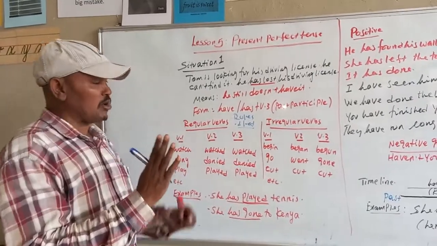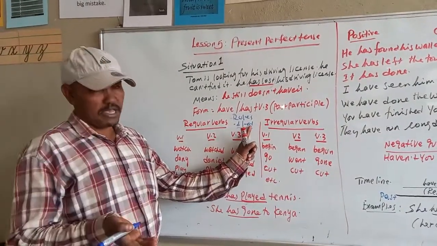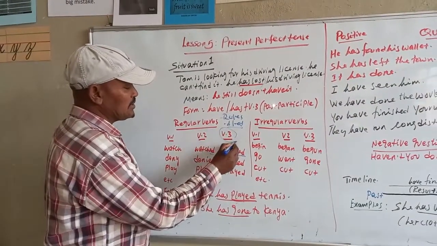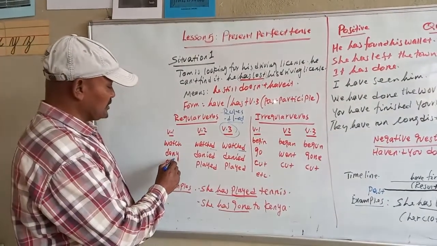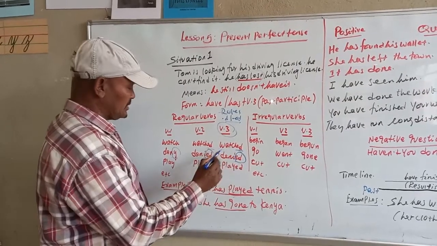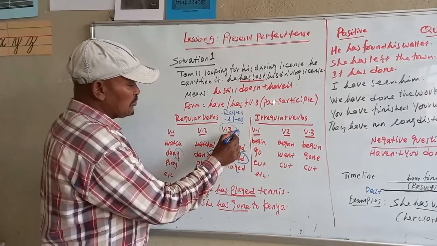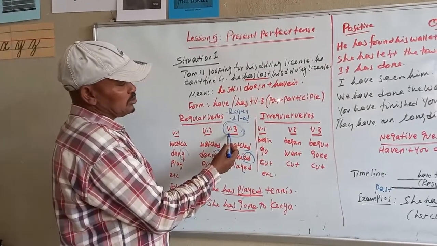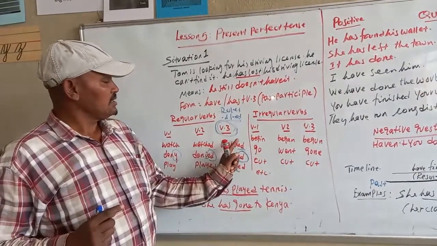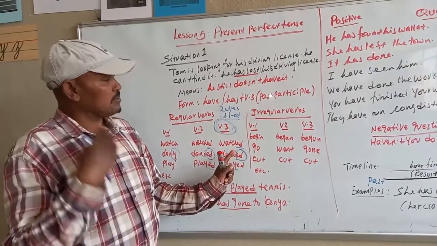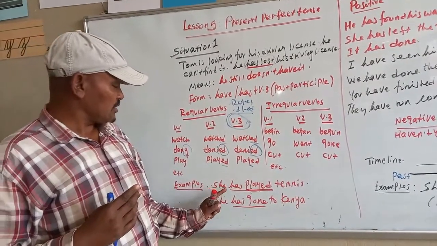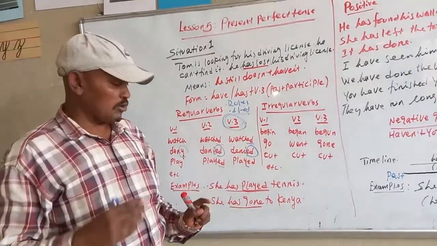So regular verbs commonly take d or ed added to the main verb. Here is watched, and the V3 or the past participle is watched. The same is true for deny: y can be changed into i and add ed, and V3 is denied. Play becomes played. So we focus on verb 3 or past participle forms of the verbs whenever we are making sentences about present perfect. For example, here she has played, she has plus ed, and this is true for present perfect.